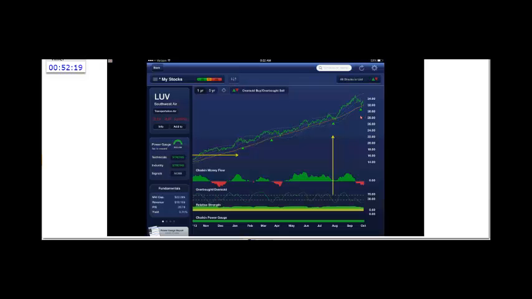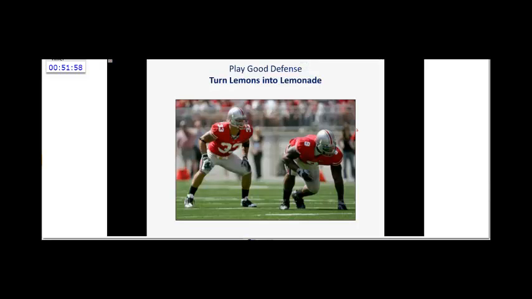Ebola fears. You've got to think differently in a downtrend or a bear market than you do in a bull market. In a bull market, you want to find any excuse in the world to buy a stock like Love. In a bear market or a downtrend, you want to be patient. So the first thing we're going to talk about is playing good defense.